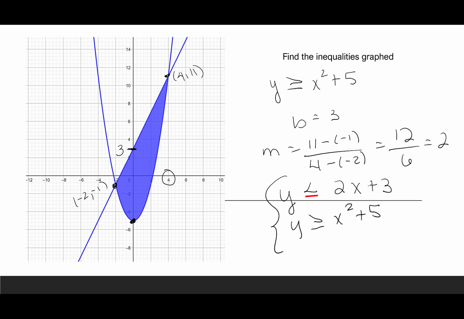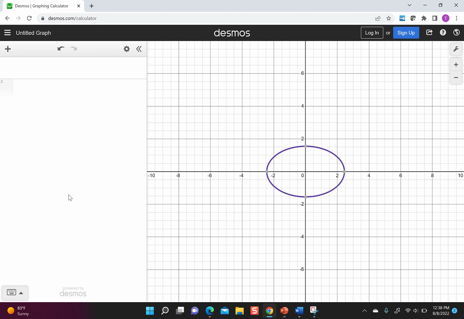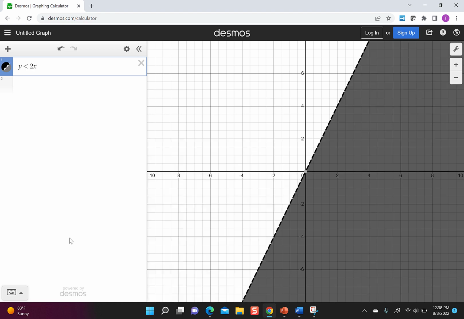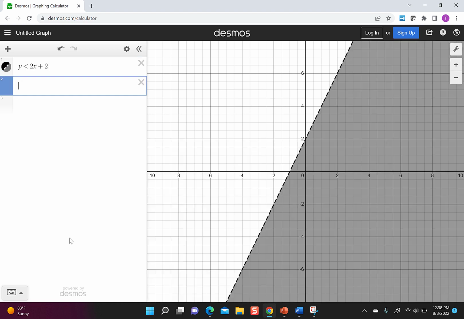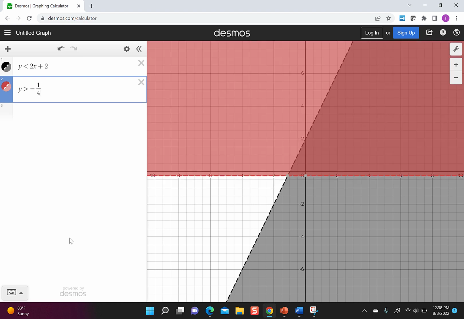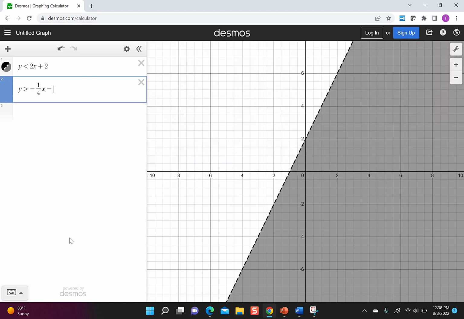One more thing I wanted to show you is if you wanted to ever draw a picture that looks like this and not have to shade it by hand, and if you didn't have it in the homework, what would we do? So there are 2 choices I like to show you. I'm going to start in Desmos, where I have y is less than 2x plus 2, the one we just graphed, and also y is greater than -1/4 of x minus 2.